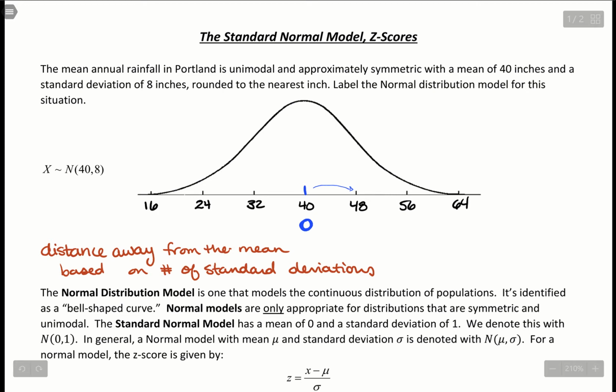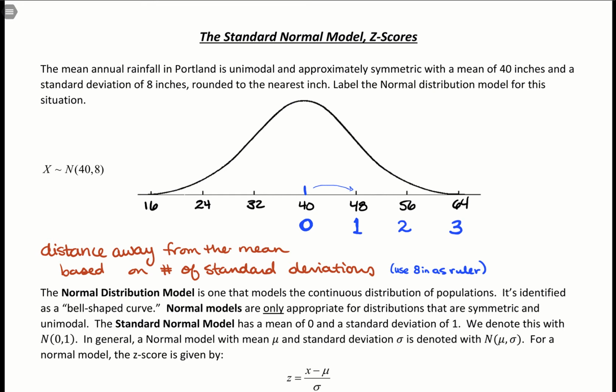So in this example here, we're kind of using 8 as our ruler based on this scenario. If we had a case with different standard deviations, then that new standard deviation would become our ruler. But now we're saying if it's 8 inches away from the mean, then it's 1 standard deviation away. So what we would do is translate that 48 into this positive 1. And then 56 is 2 standard deviations above the mean. So we just translate that to a 2, and 64 is 3 standard deviations away from the mean. So we get this scale based on standard deviations away from the mean.